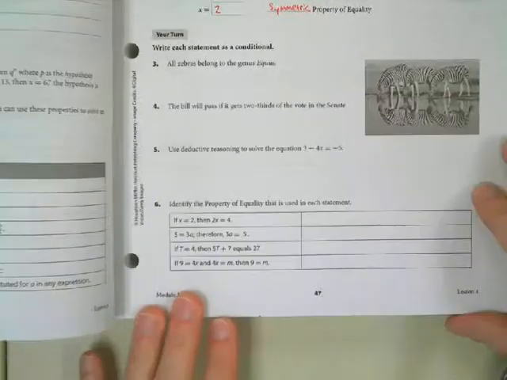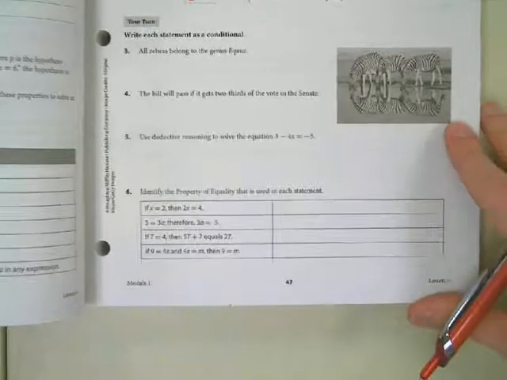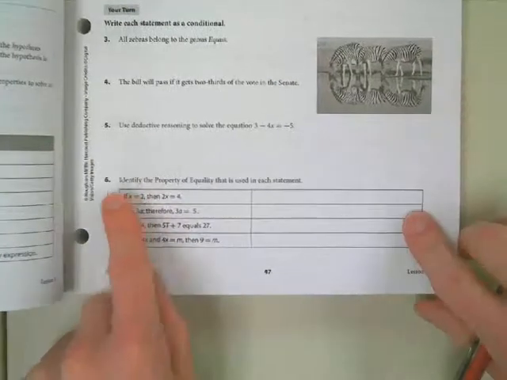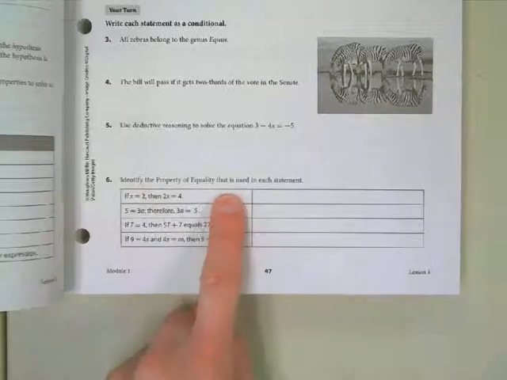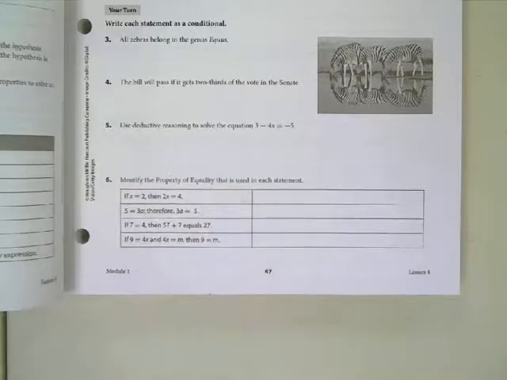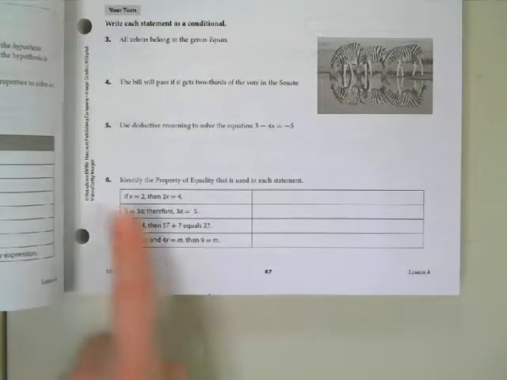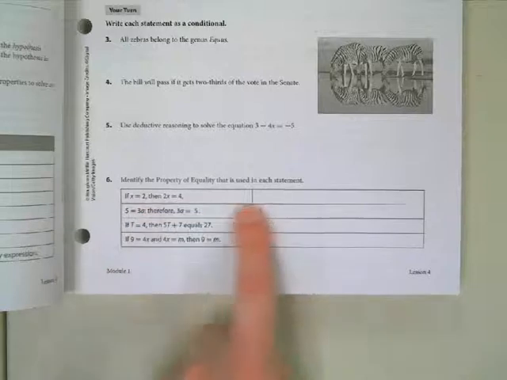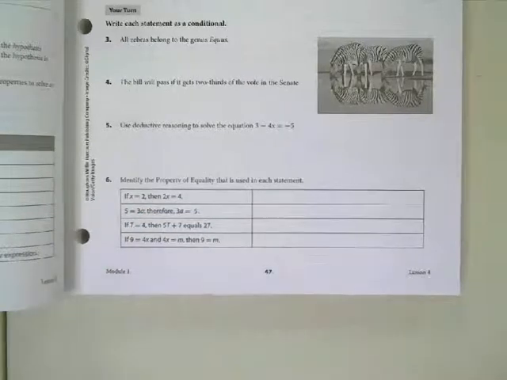But right now I want you to jump down to here. We're going to identify the property of equality that is used in each statement. So we're going to identify the property that's being used in these. Actually, I'm going to let you go ahead and try that. Just try those 4 right there. Use your properties, and use your paper right here to help you if you want, and see what's happening.